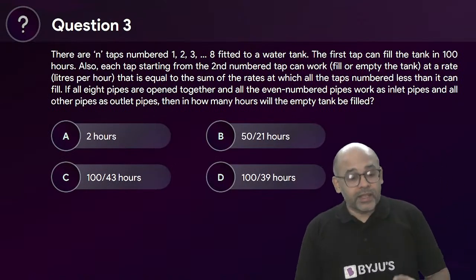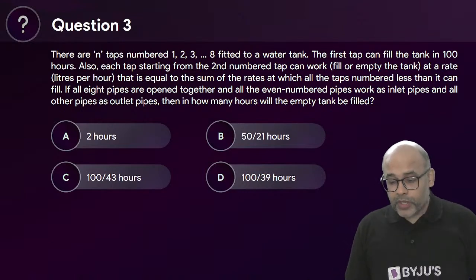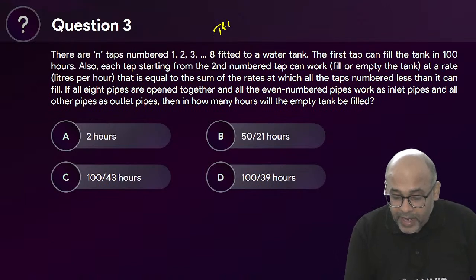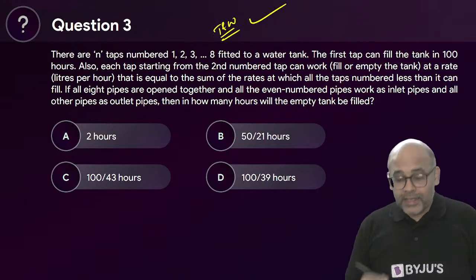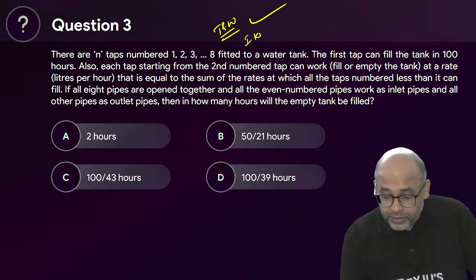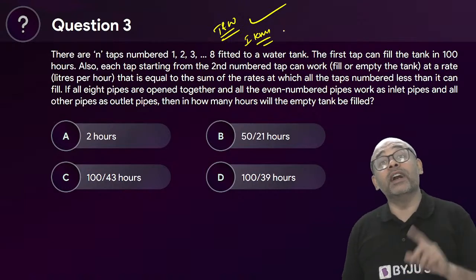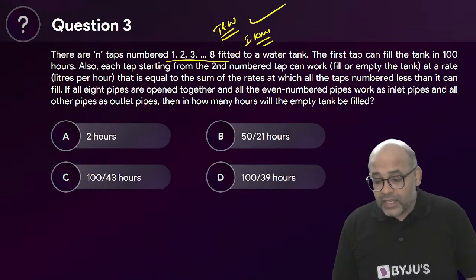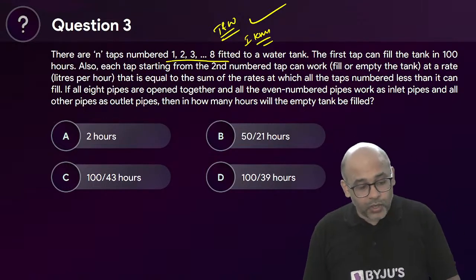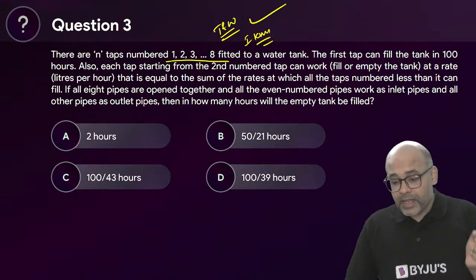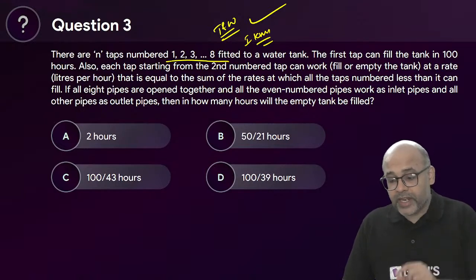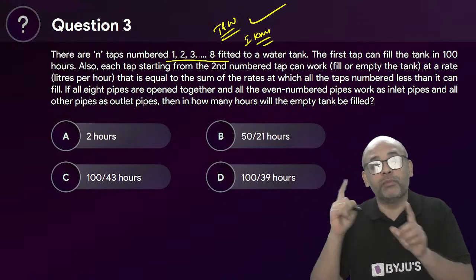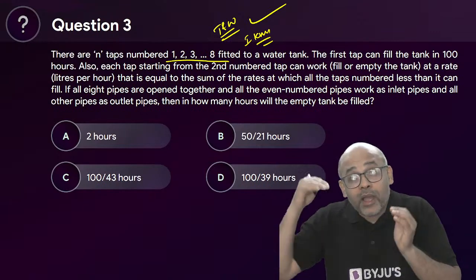Now look at this. There are n taps fitted in a water tank. So when I attempted this, 2 things were running in my mind once again. It's a time and work, my favorite. Second, I know the question. I have solved something similar earlier. I know when there are 8 taps fitted like this, the first tap can fill the tank in 100 hours. Also, each tap starting from second can work, that is equal to sum of the rates. So basically I know that if the first tap efficiency is 1, the second tap efficiency will become 2, then 4. So I have come across this logic.